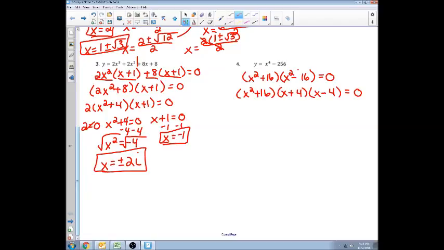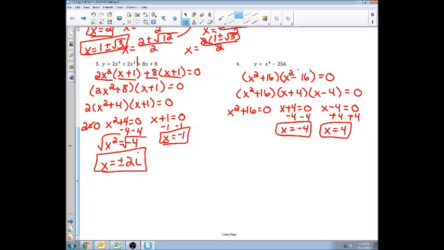From here, I can no longer factor any of those three, so what I will do is set them all equal to 0. The x plus 4 is pretty simple. I would subtract 4, so x equals negative 4. The x minus 4 is pretty simple. Add 4 to both sides, so x would equal 4.